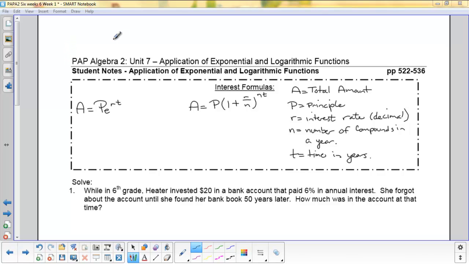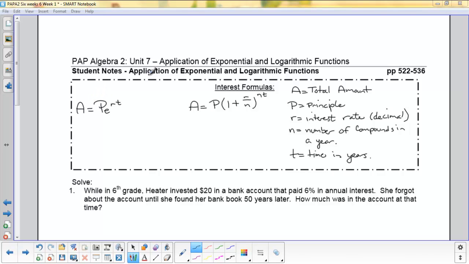Alright, today, real world application begins. So please make sure you're paying attention on this. You've got this down. What we're looking at here is two interest formulas that you're going to see on this day one activities worksheet.